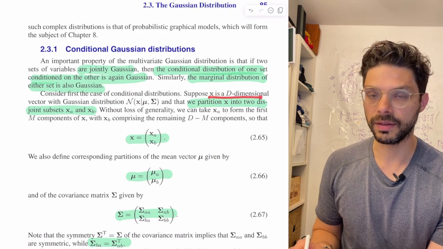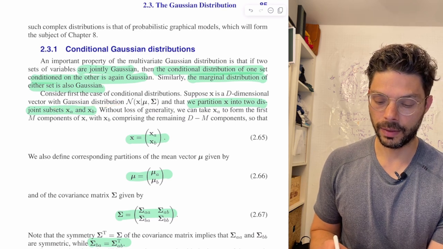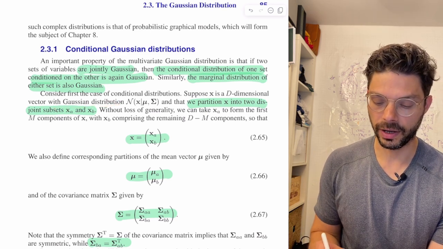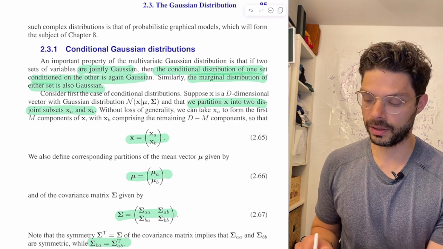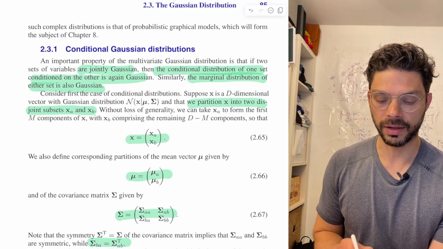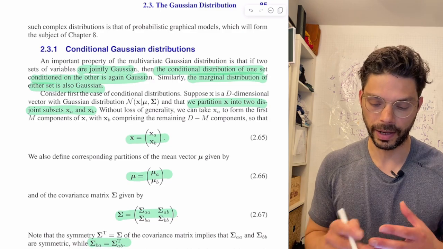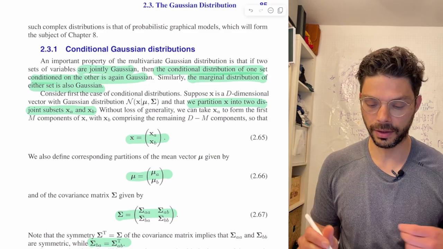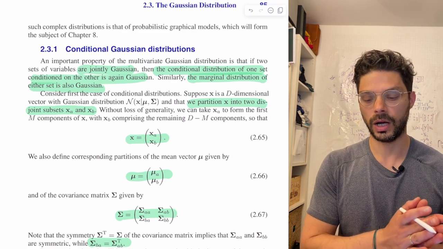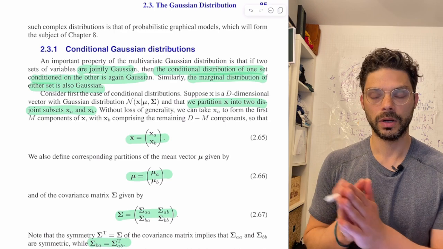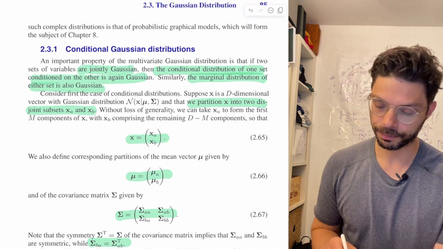Suppose X is a d-dimensional vector with Gaussian distribution, the normal distribution of X given mu and some covariance sigma. Now we're going to partition X into two disjoint subsets, XA and XB. By design, we've got this jointly Gaussian thing, and now we're going to split it into two parts and see what we know about one part given I tell you the value for the other part.